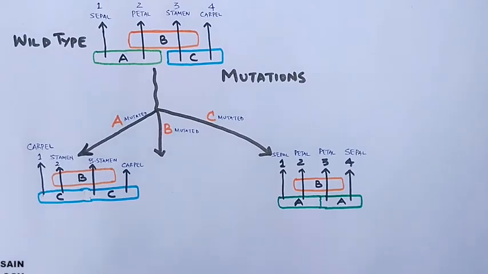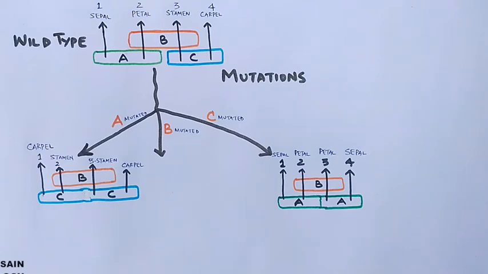So from this diagram, we see the third and fourth whorls are different than wild type flower. The third whorl should have been B plus C, that's stamen, but here C is mutated, so it becomes B plus A or A plus B, which develops it into petal. And fourth whorl should have been carpel by the expression of C, but C is mutated here and A is getting expressed, which develops it into sepal.